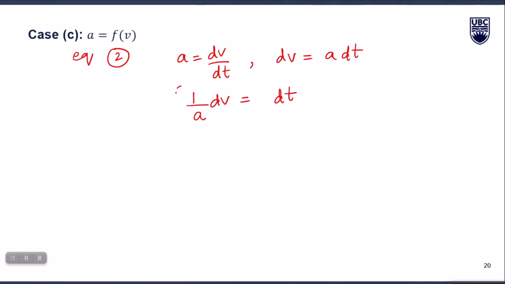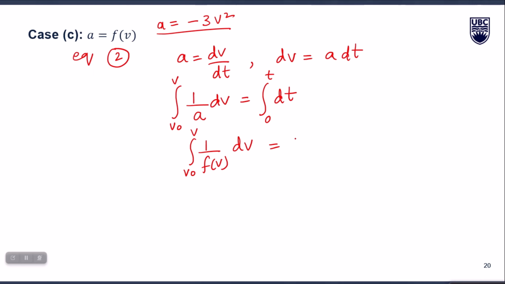In integral form it will become v naught to v with respect to v, and from t equal to 0 to some time t, right? Now A is expressed as a function of velocity. For example, you will be given with A is equal to minus 3 v square, right? Now this is an example of how acceleration can be expressed or given as a function of velocity. So you will be introducing that function, so it will become 1 over f of v, v naught to v dv is equal to t, right? When you apply limit from 0 to t it will become t, right?